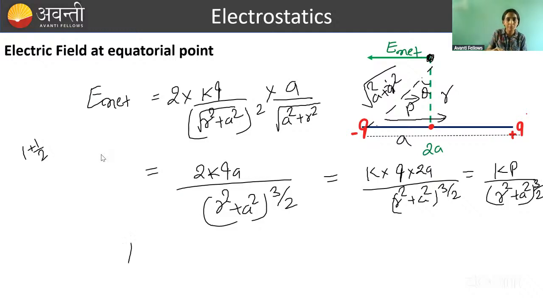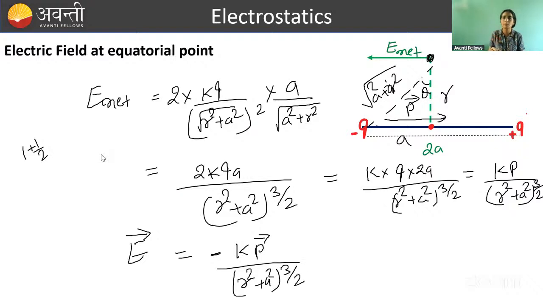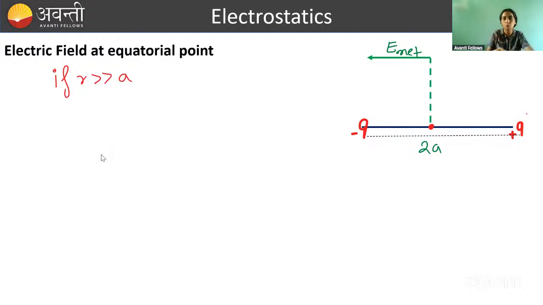ठीक है? If you want to write E vectorially, then you will write minus KP divided by R square plus A square 3 by 2. Done it? Because electric field ka direction is opposite to the direction of dipole at an equatorial position. This is the value of electric field. Now there is one approximation that we take. Suppose kar lo R is far greater than A. So this R is far greater than this A. Then what will be the value of net electric field?